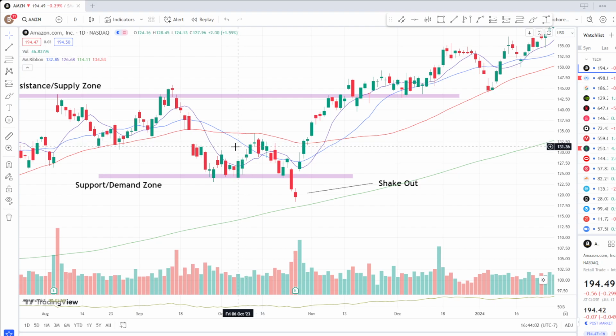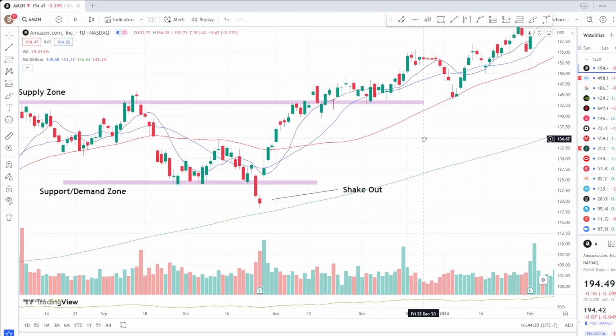So you want to wait for a shakeout to happen, and then look for confirmation where you see aggressive buying happen. In this case, we saw some aggressive buying after earnings, and price was able to reclaim those support zones before going up and breaking out.